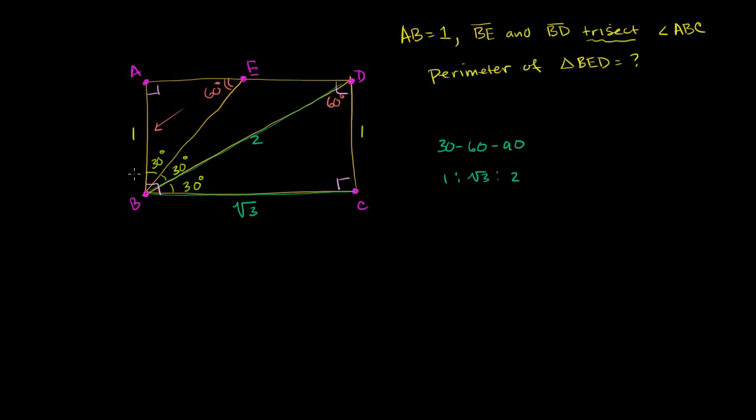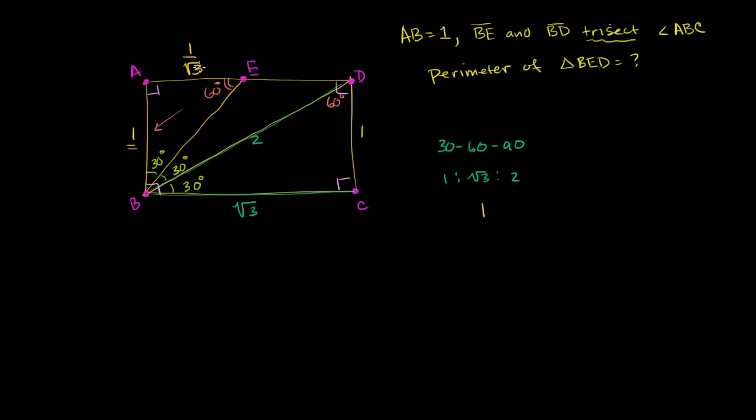So once again, if we multiply this side times the square root of 3, we should get this side right over here. This is the 60-degree side. So this has to be 1 over the square root of 3 of this side. Let me write this down: 1 over the square root of 3.